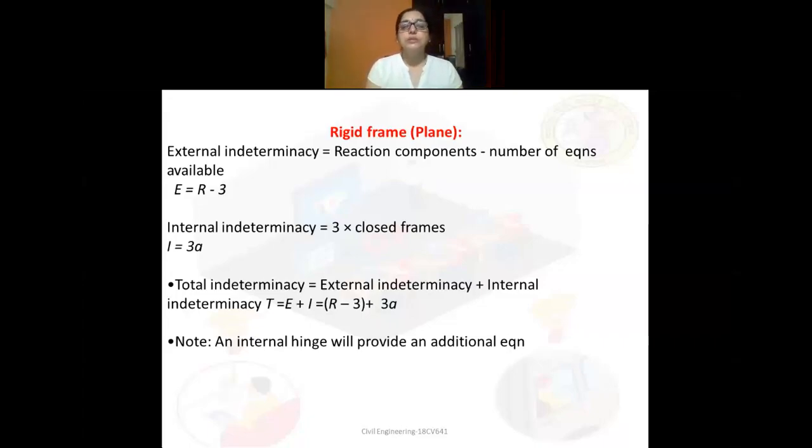Therefore, total indeterminacy is equal to external indeterminacy plus internal indeterminacy, that is T is equal to E plus I. What is E? E is external indeterminacy, and that formula we know: R minus 3. Internal indeterminacy is 3A. So T is equal to R minus 3 plus 3A. In case there is an internal hinge, we have to provide additional equations. We'll do some examples for this rigid plane frame.